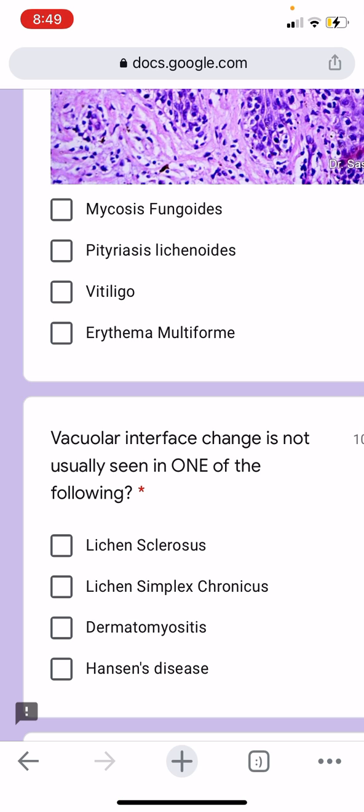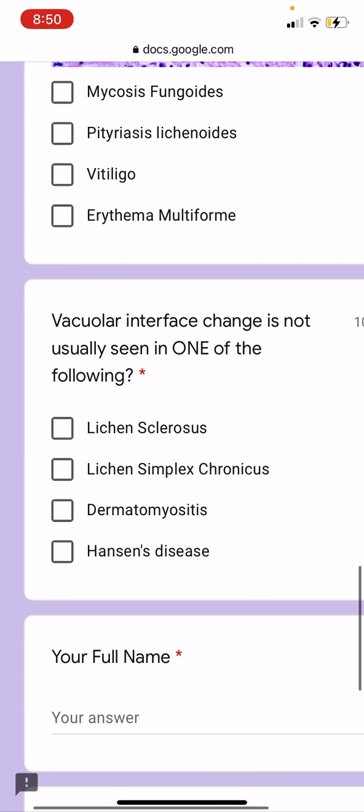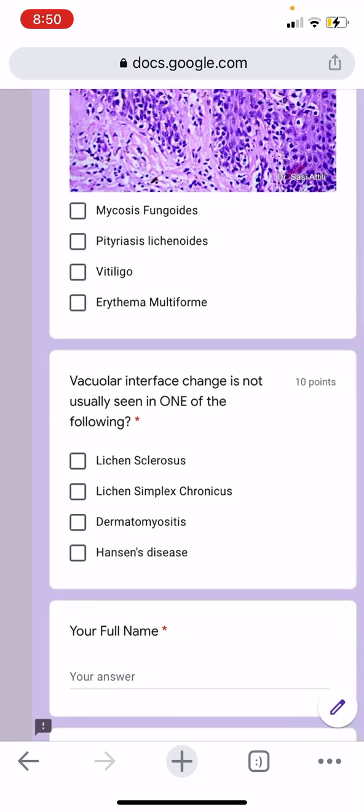Lichen sclerosus and dermatomyositis are vacuolar interface dermatoses, so those are definitely ruled out. So you're left with lichen simplex chronicus and Hansen's disease. Lichen simplex chronicus is a chronic spongiotic dermatitis, and therefore vacuolar interface change is not usually seen. Hansen's disease, on the other hand, and also other infectious diseases which may have vacuolar interface change, include leishmaniasis. This can have vacuolar interface change, and this is often seen. So these are the answers.